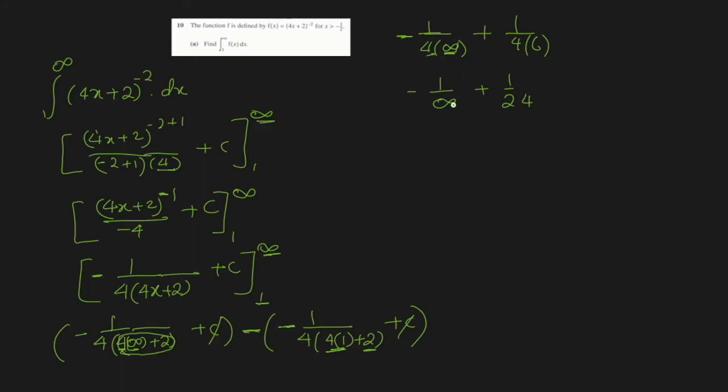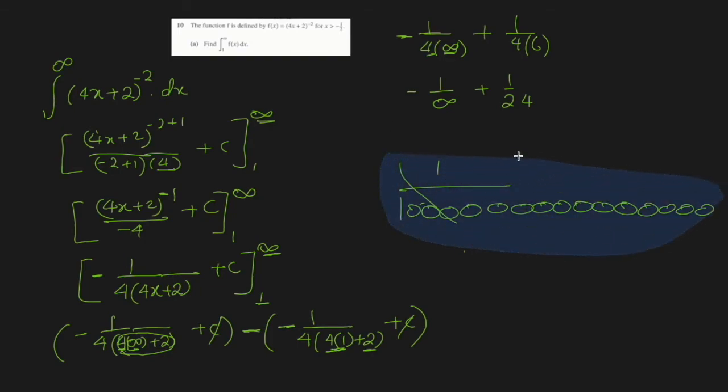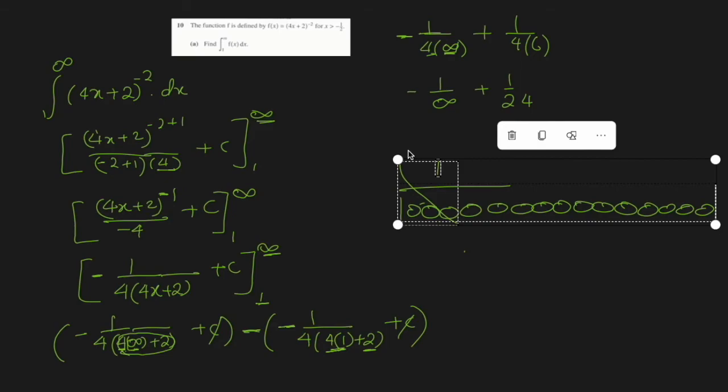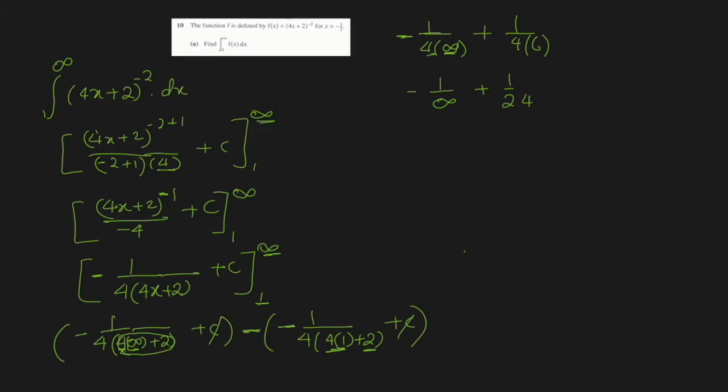Okay, and now this 1 over infinity, a number say 1 is divided by a number like this, an infinity which has no limit. Does it make sense? It will be what? 0.00000 and a very small number. Let me select this and delete, just to exaggerate things, to make you understand why I will make it equal to 0. So this is 0 plus 1 over 24, and that's why we get 1 over 24 as the final answer.